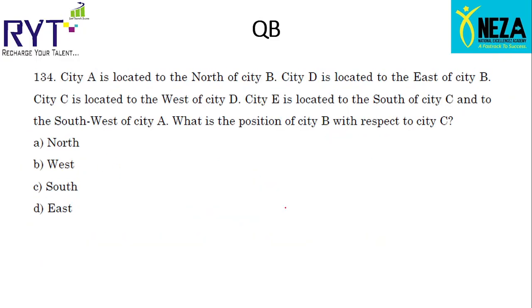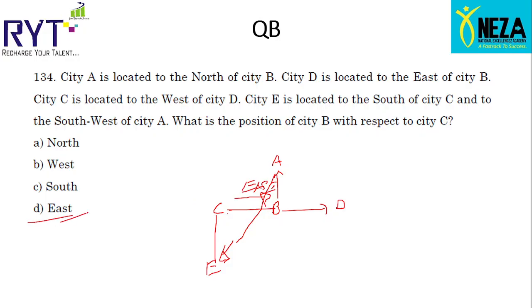Next question. City A is located to north of city B. This is city B. This is city A. City D is located to east of city B. C is located to west of D. E is located to south of C and to southwest of A. From here it is southwest only. What is the position of B with respect to C? With respect to C, B is in east direction. So option D is the correct answer.